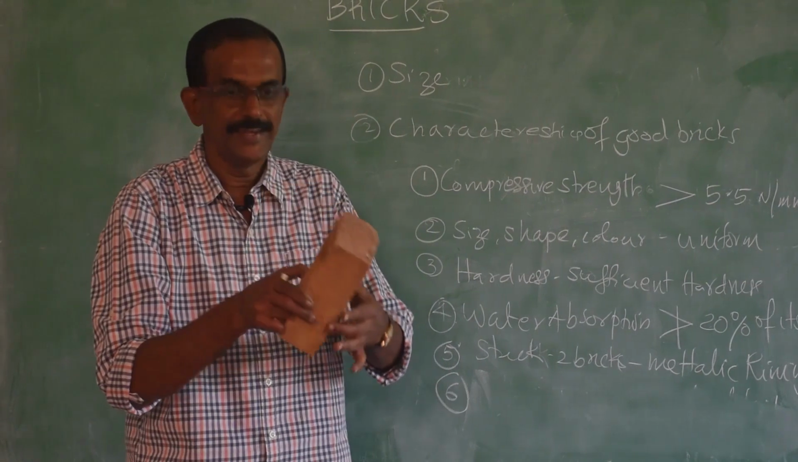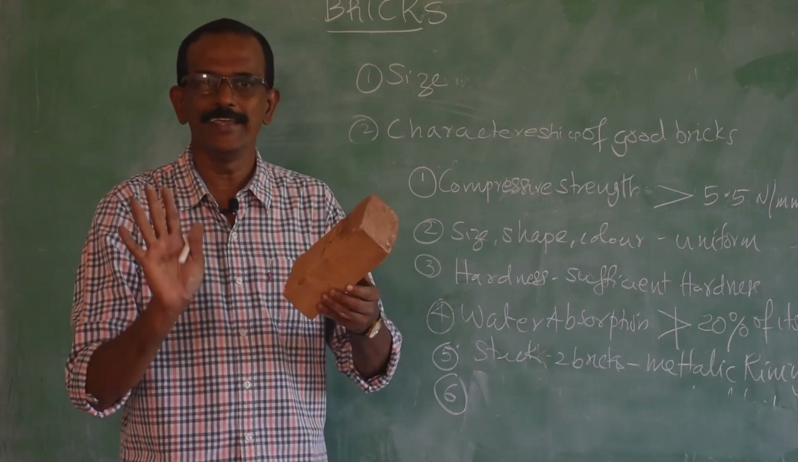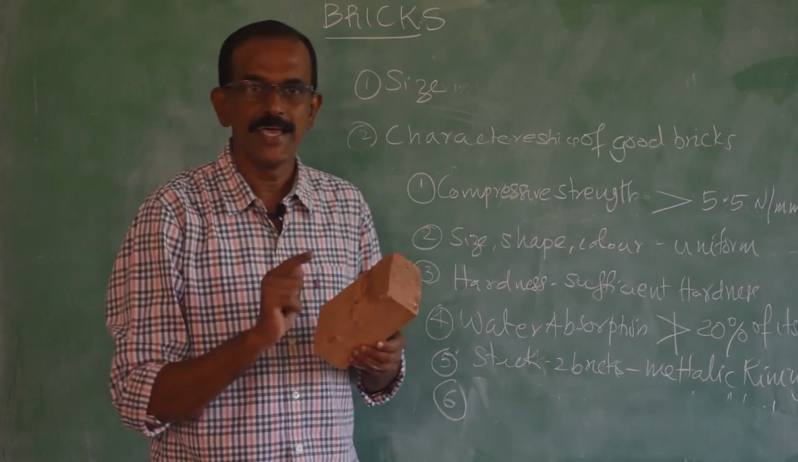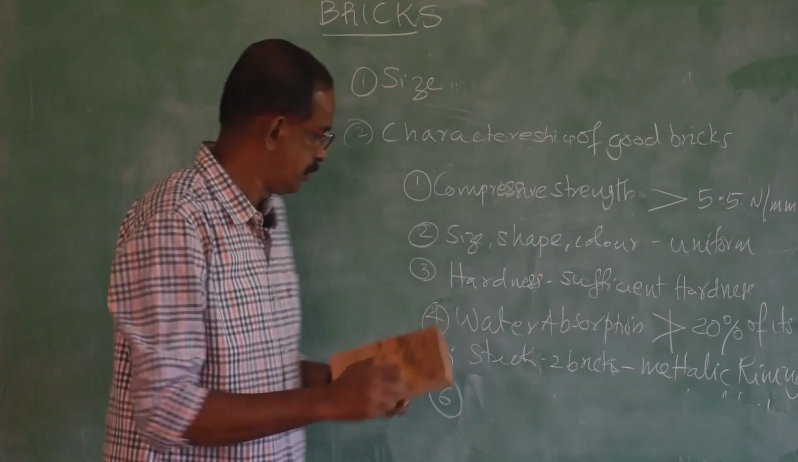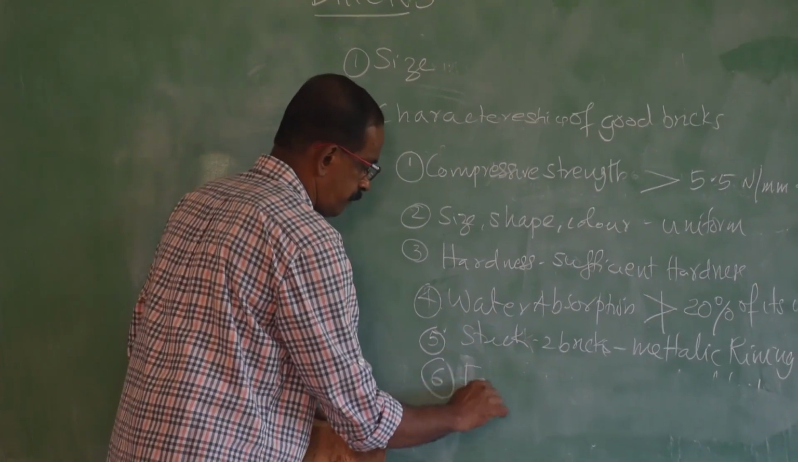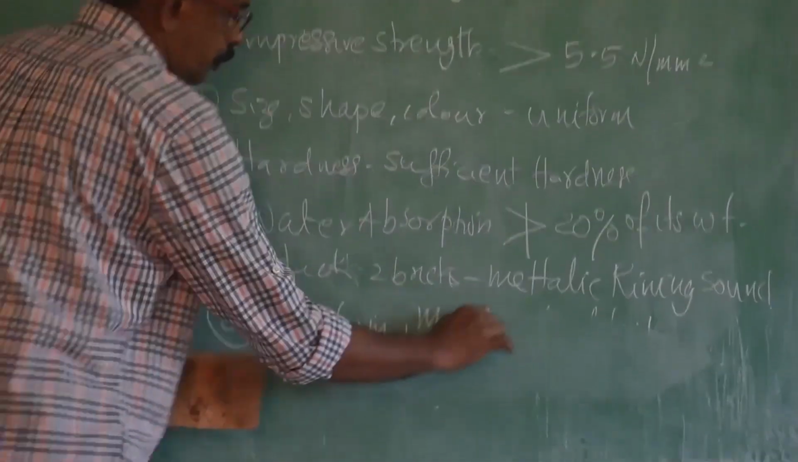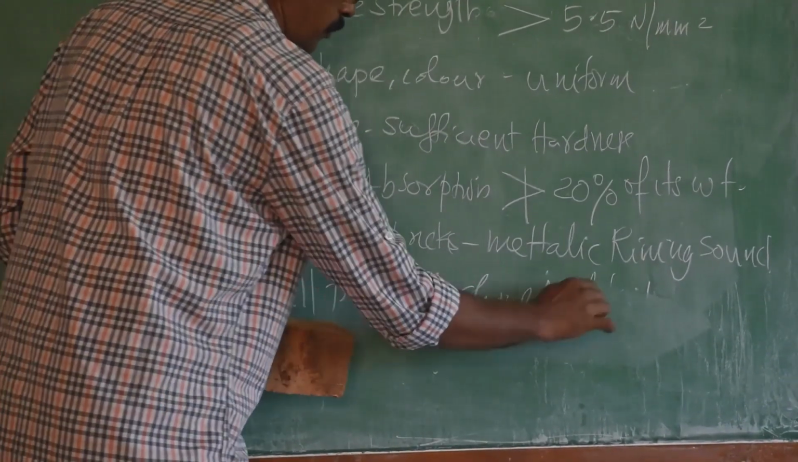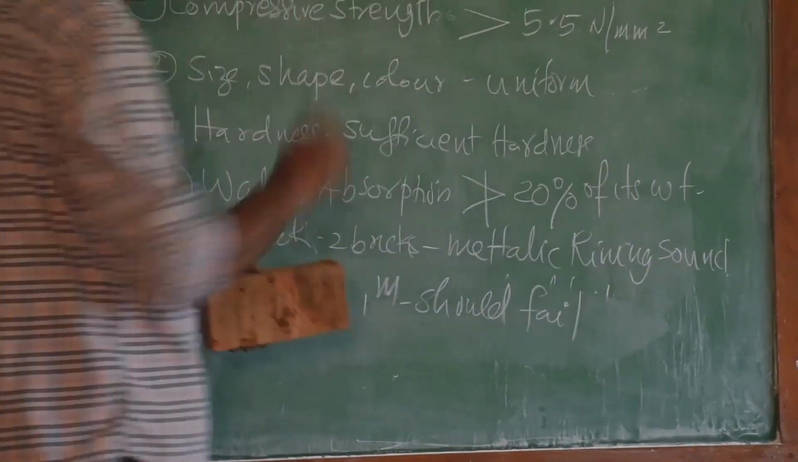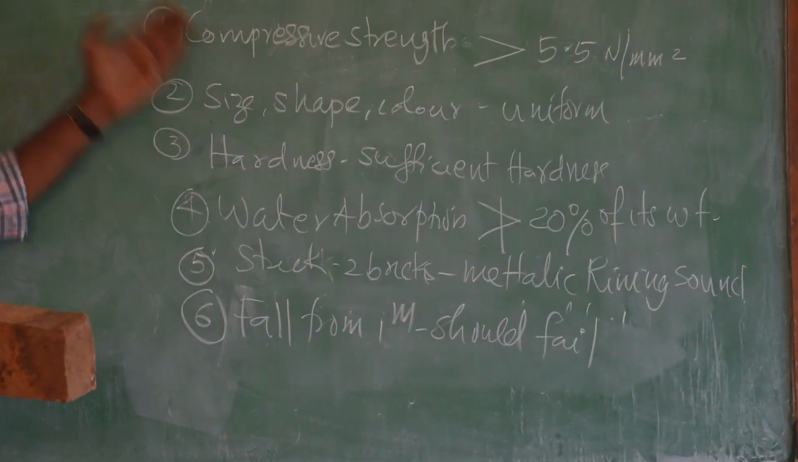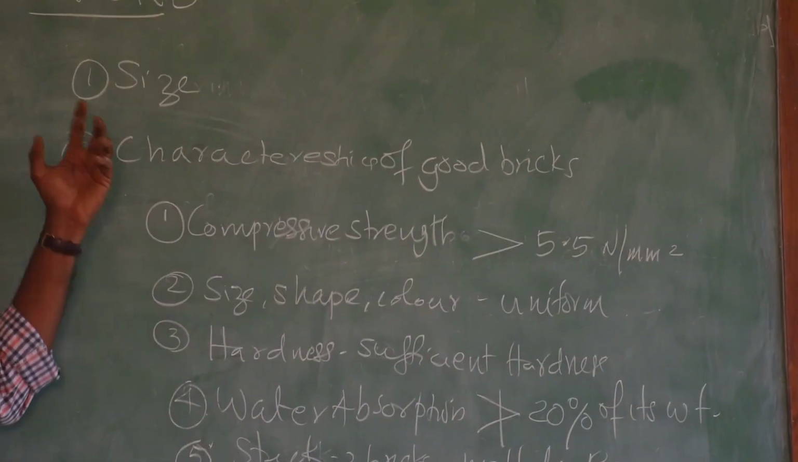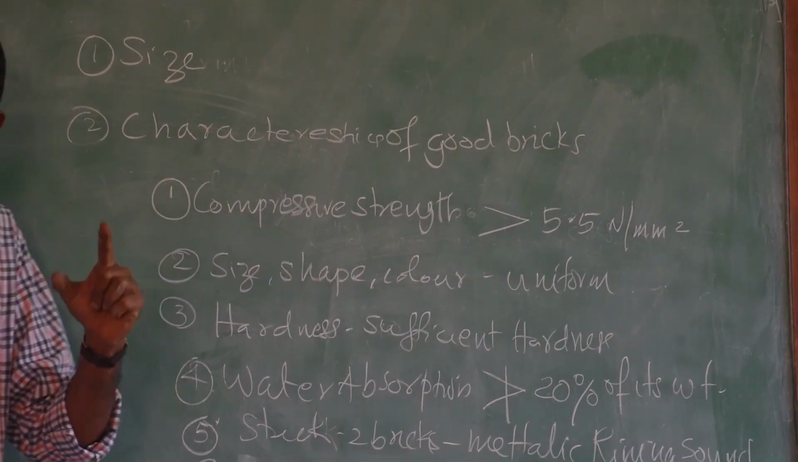See, nothing happened. Perfectly all right. So that is the next condition. If you allow the brick to fall from 1 meter, it should not break or should not fail. So these are the qualities or characteristics or properties expected from a good brick.